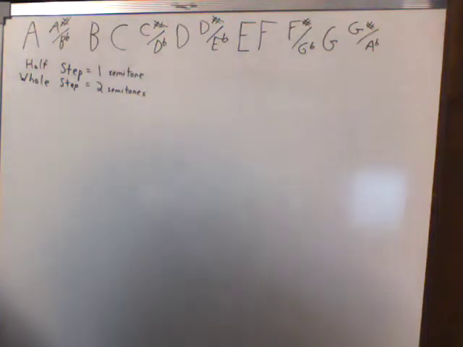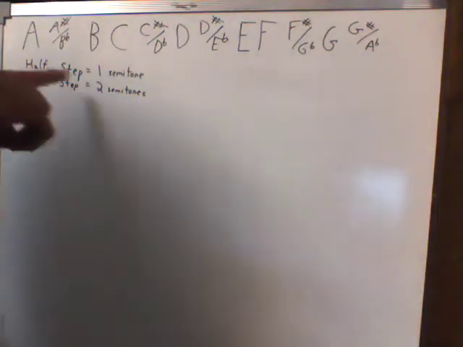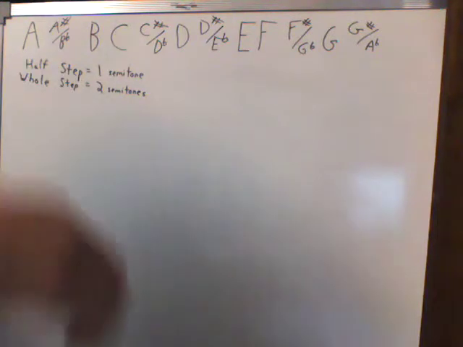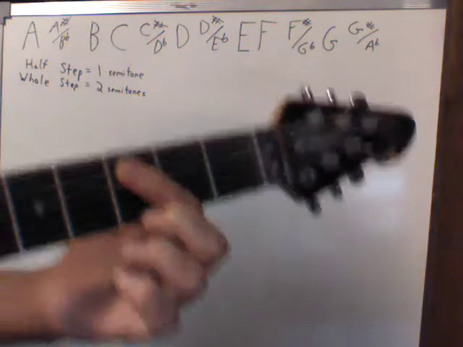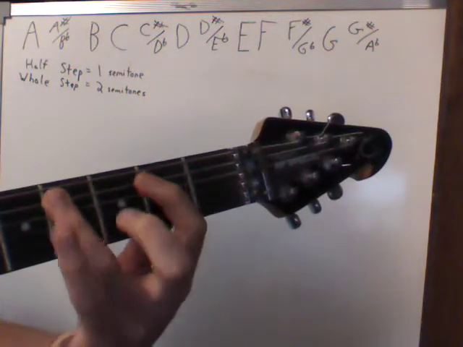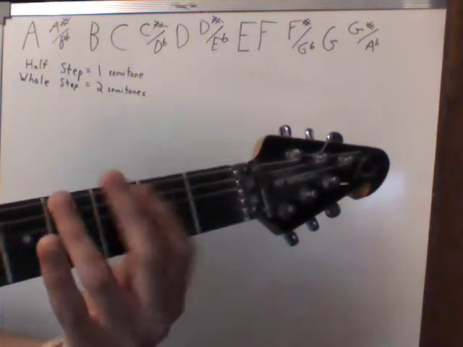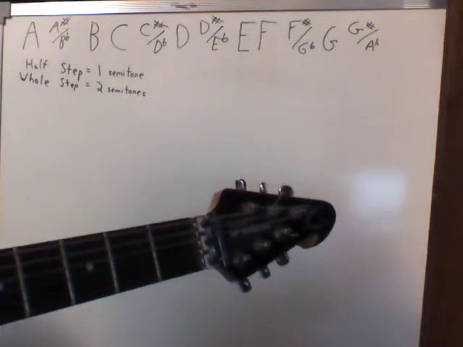The last time we spoke about intervals, we talked about the half step and the whole step, the 1 or 2 semitone intervals. They're very small. They're only 1 or 2 frets apart on the guitar. But what happens if we have more than 2 semitones in between the notes?